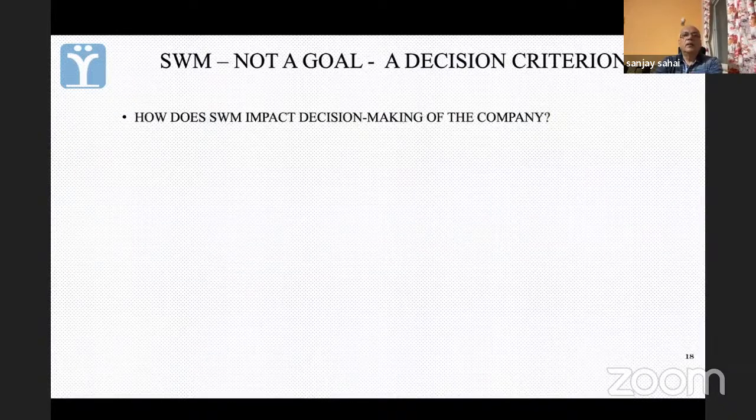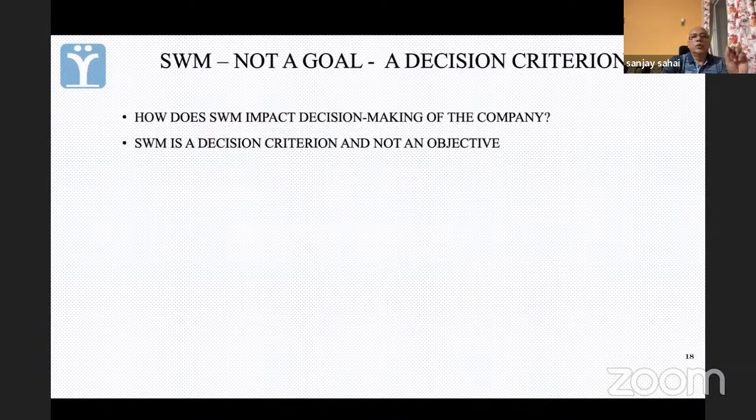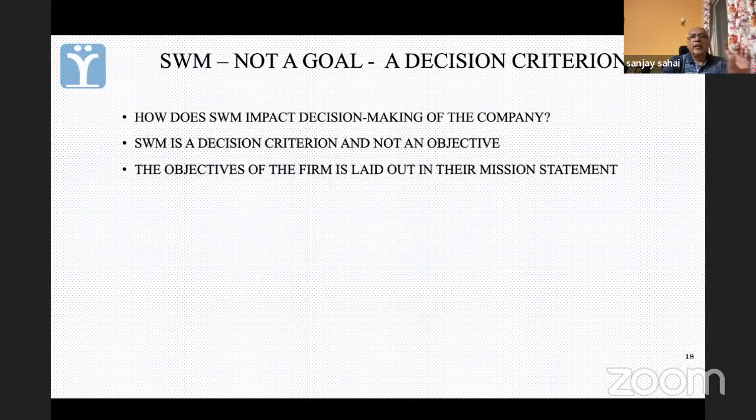जैसे, how does shareholder wealth management impact the decision making of the company? So you think of it as a decision criterion and not an objective. डिसीजन लेने के पहले हम इस चीज को कंसिडर करेंगे.